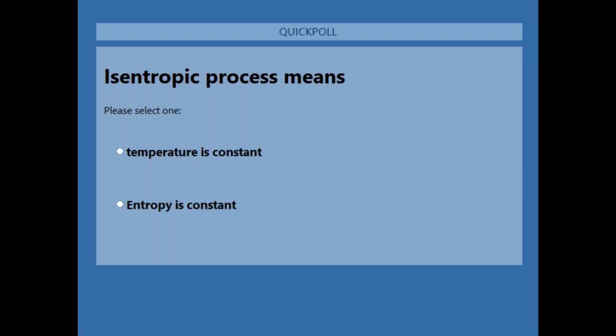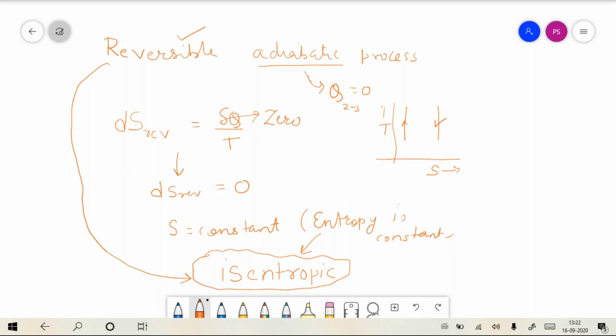So let me close the poll. Some 70% of the students have voted. I'm closing this poll and sharing the results. As you see, the results show that isentropic process means entropy is constant. That is the correct answer.